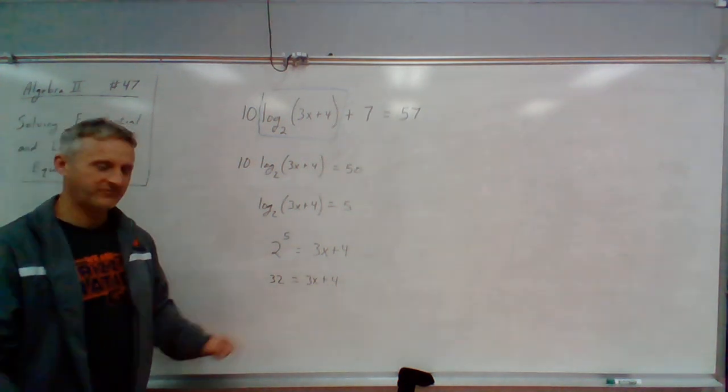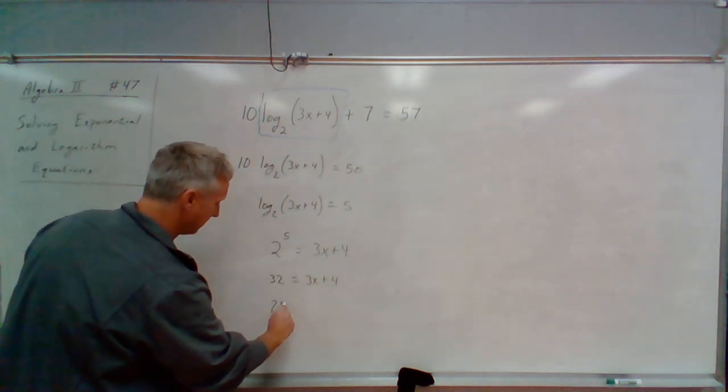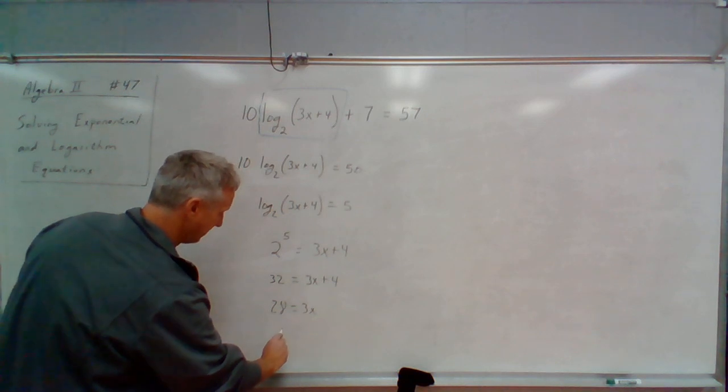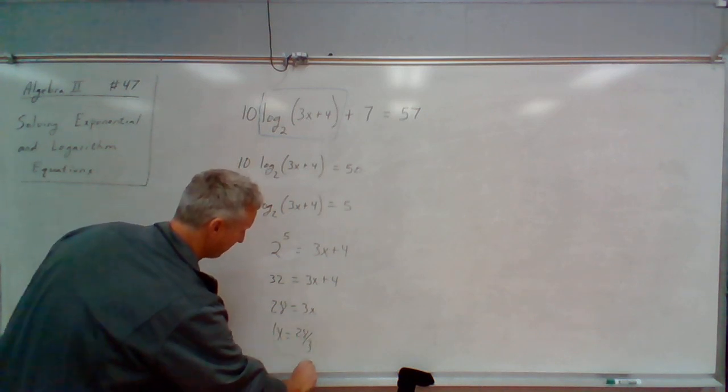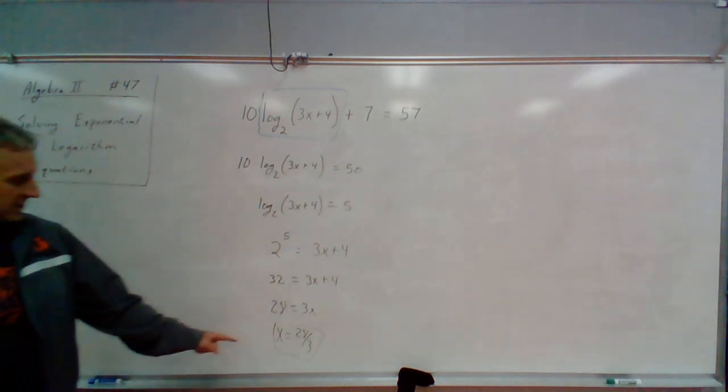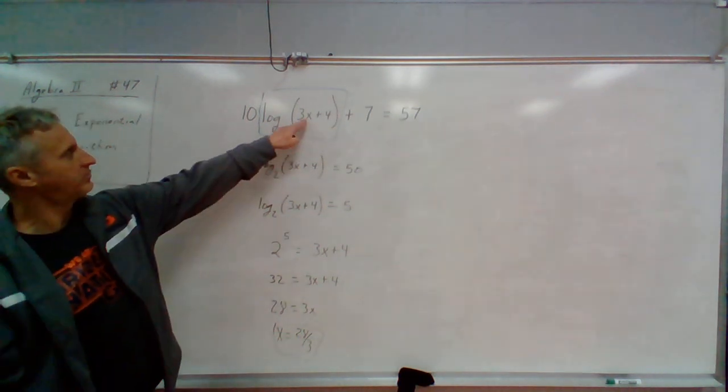So I'm going to subtract 4 from both sides. Get 28 is equal to 3x. And my final answer would be 28 over 3. All right, so we can check that. 28 over 3, plug it in for x.